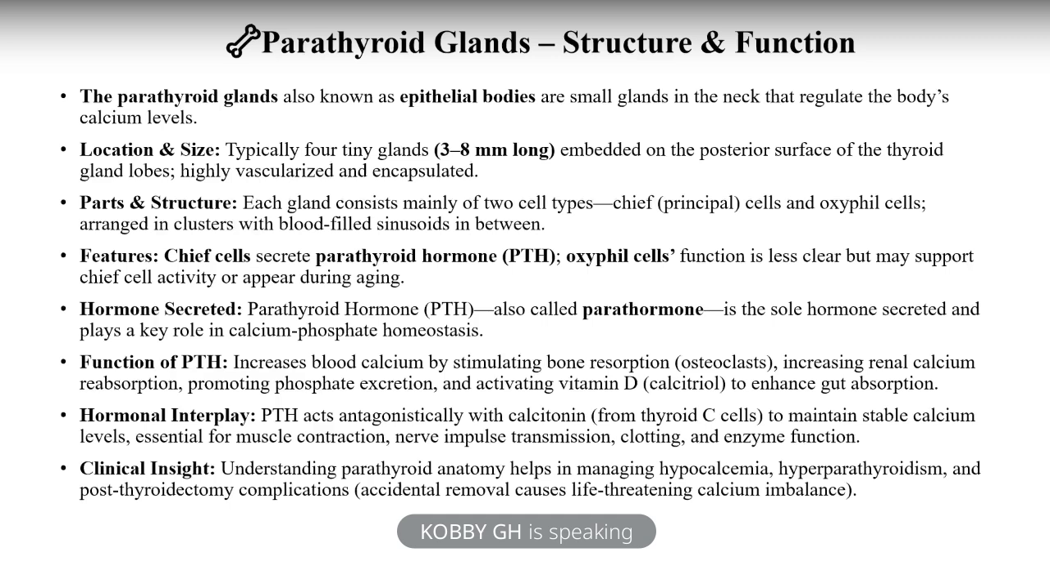The chief cells and then the oxyphil cells. The chief cells produce the parathyroid hormone or the parat hormone. And then the oxyphil cells also help the chief cells to produce, especially when you are aging. So if we ask you what hormone is produced by the oxyphil cells, it's the same as the parathyroid hormone.